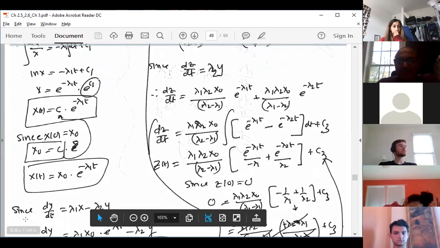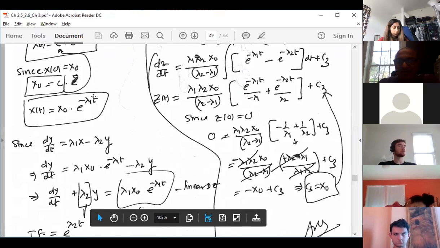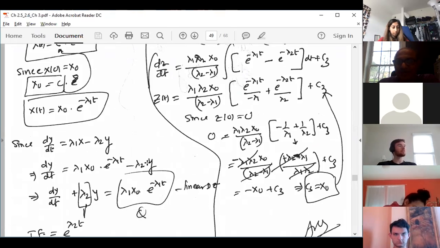My second equation, that is dy by dt equal to lambda 1 x minus lambda 2 y. Lambda 1 x means x is a function of t, y is a function of t, independent variable. Whatever x(t) I found over here, just plug that x(t) back over here. If you plug this value of x(t) here, you're going to get x0 e to the power negative lambda 1 t over here, minus lambda 2 y.